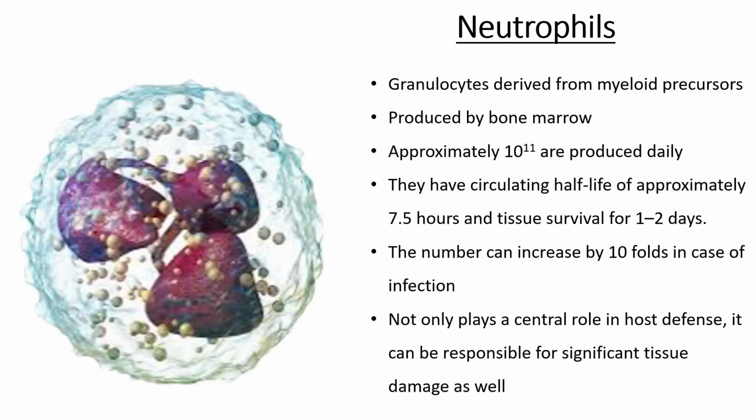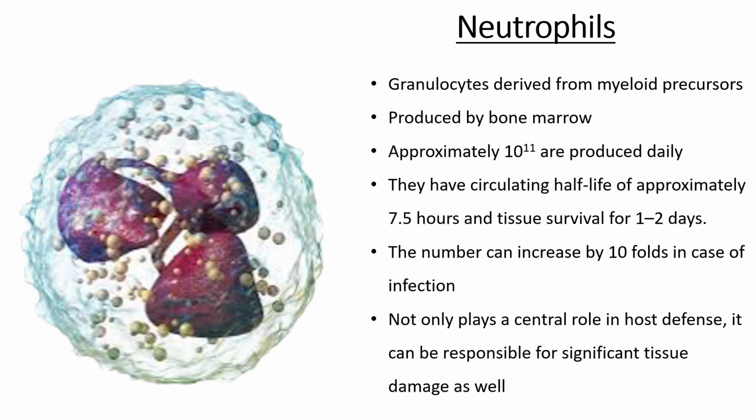Now let's have a basic introduction about neutrophils. Neutrophils are granulocytes that are derived from myeloid precursors. Myeloid precursors are in turn derived from pluripotent hemopoietic stem cells. They are synthesized in the bone marrow. Approximately 10 to the power of 11 neutrophils are produced in a day. They have a circulating half-life of approximately 7.5 hours and tissue survival of 1 to 2 days. The number increases 10-fold in case of any infection.